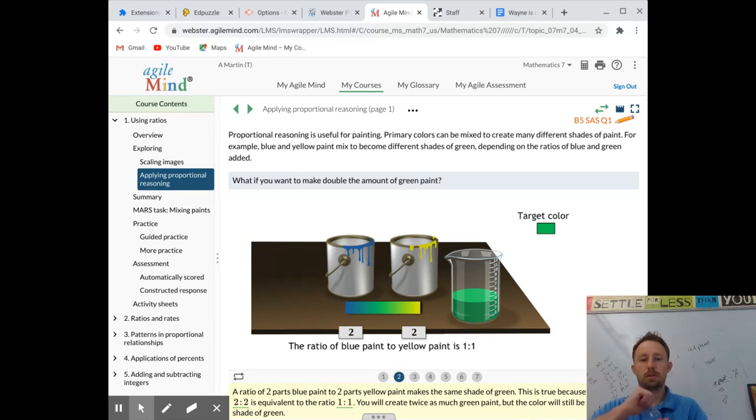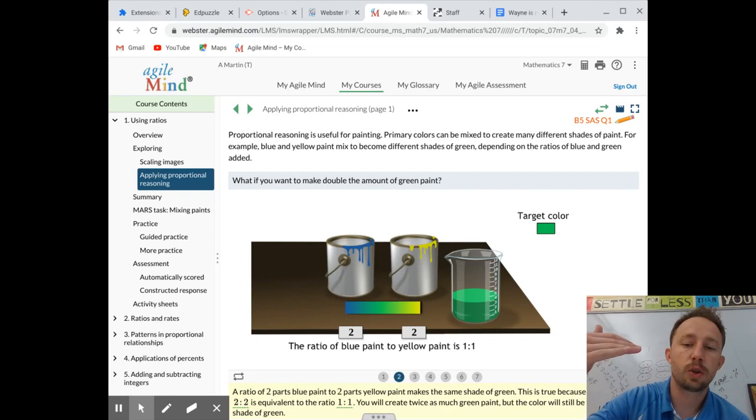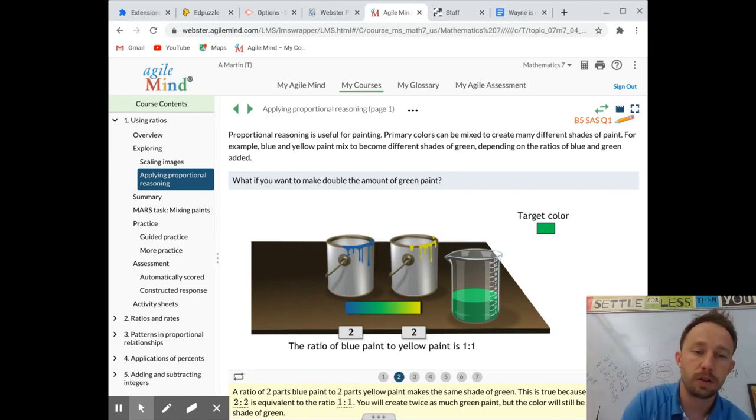A ratio of 2 parts blue plus 2 parts of yellow paint makes the same shade of green. This is true because the ratio 2:2 is equivalent to the ratio 1:1. You will create twice as much green paint, but the color will still be the right shade of green. Great job. Looking at this, what we should notice is that even though we made more paint, the green paint is the exact same color it was when we had a ratio of 1-to-1.